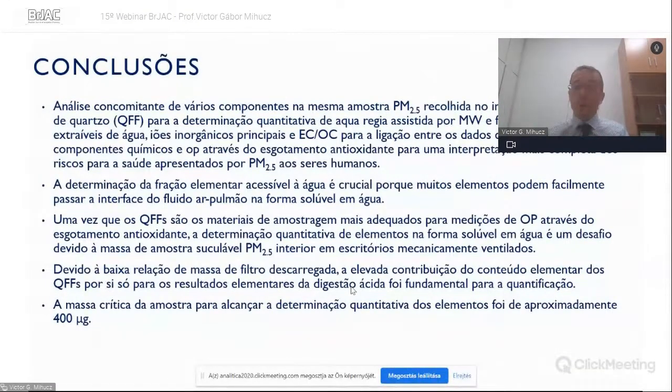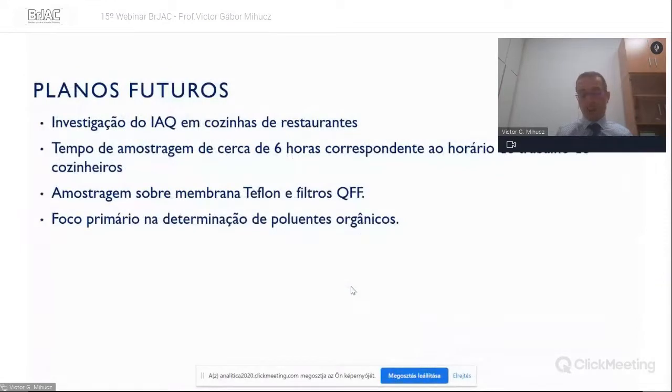We also emphasize the importance of the determination of the water-soluble fractions, and of course, the most critical issue was the use of the quartz fiber filter, the high elemental blank values for the quartz fiber filters, which impeded determining as many elements as we would have liked. And again, the critical mass for a successful determination was about 400 micrograms, which could not be achieved in each situation, not during 8 hours of sampling, even when applying a higher flow rate.